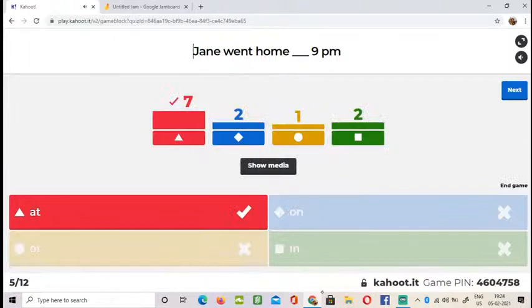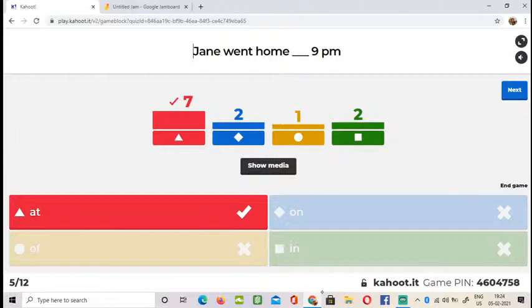Yes, seven of you are correct and five of you are wrong, but some of you still got wrong, no problem. You can try out in the other questions. It's Jane went home at 9 p.m. because here the preposition at is used because we are specifying a particular time, like I went home at 9 p.m. So we are mentioning a specific time, so that's why it is at.